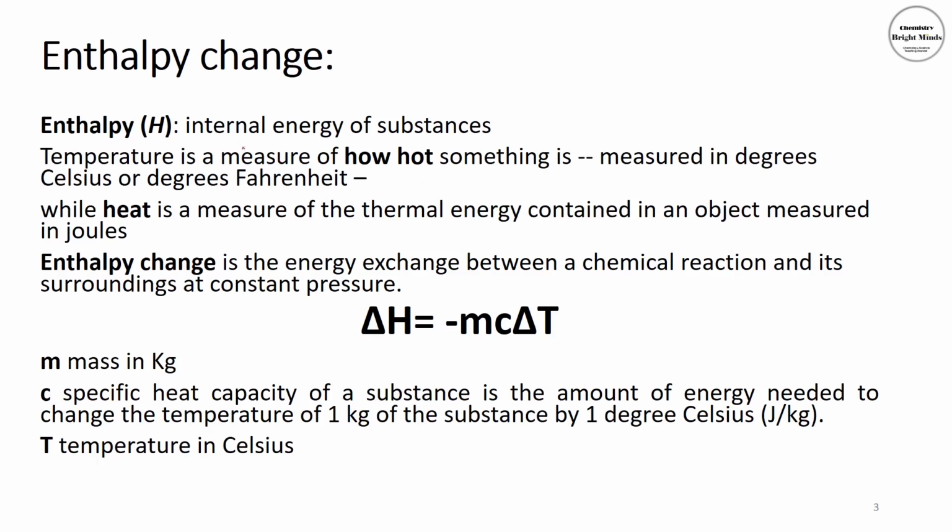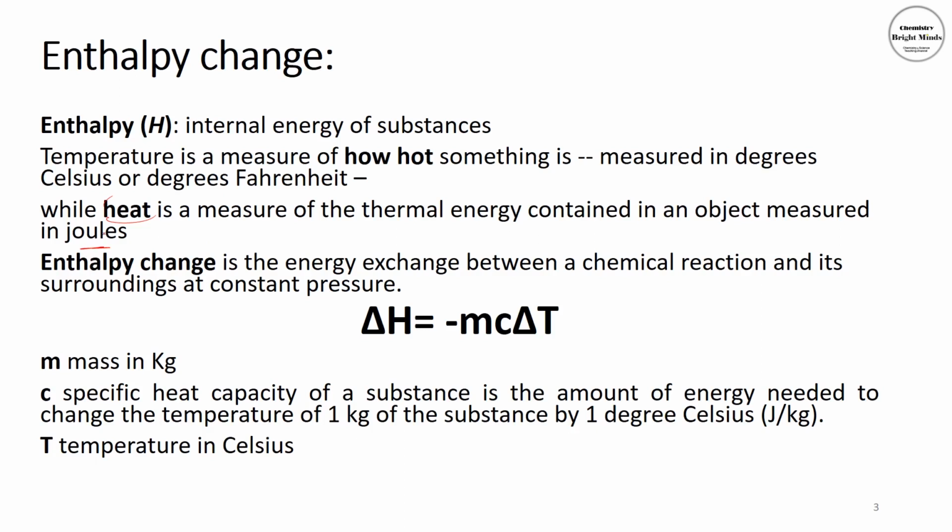Now, we said there are exothermic reactions and endothermic reactions. The heat contained within any chemical reaction we call the enthalpy change, and the enthalpy change reflects the internal energy of substances. You have to remember there is a big difference between temperature and heat. Temperature is the measure of how hot a substance is, and you can measure it in Celsius or degrees Fahrenheit. Heat, on the other hand, is the measure of the thermal energy contained within a substance, and I will measure it in joules.